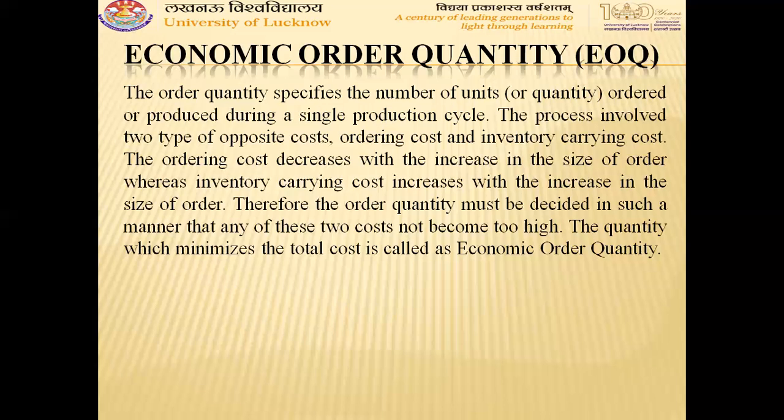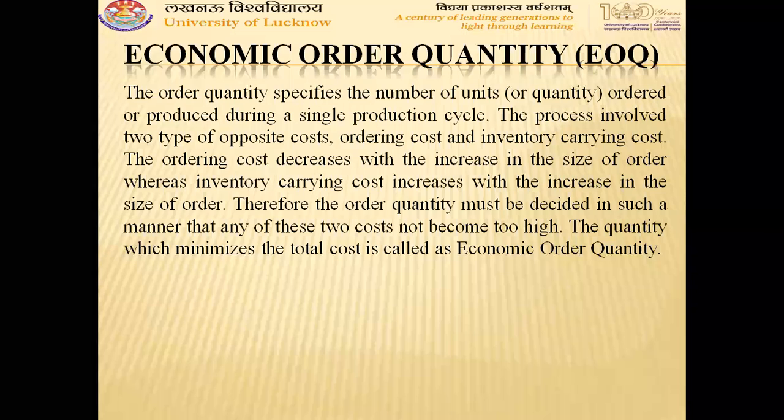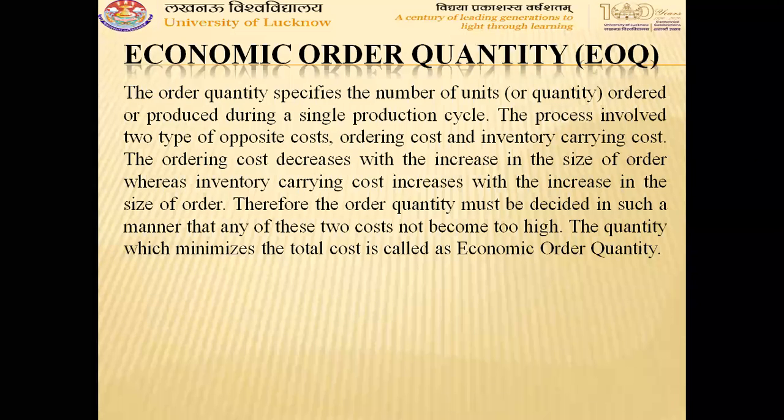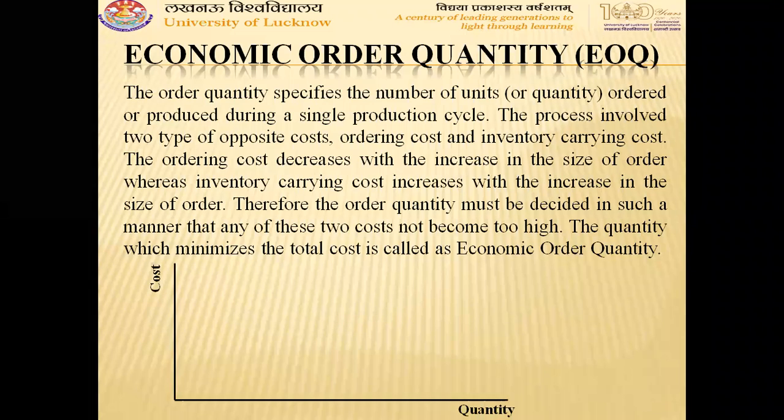That means neither the ordering cost nor the inventory carrying cost must be too high. The quantity which minimizes total cost is called economic order quantity. It can be explained with the help of this graph. Here, two axes. On one axis we take quantity and on the other axis we take cost. Generally, on the horizontal axis quantity is taken and on the vertical axis cost is taken.